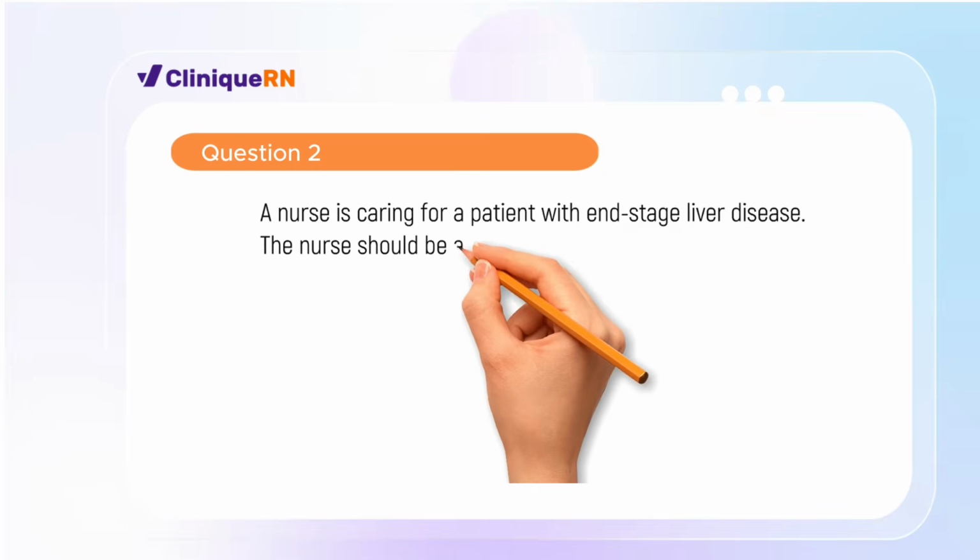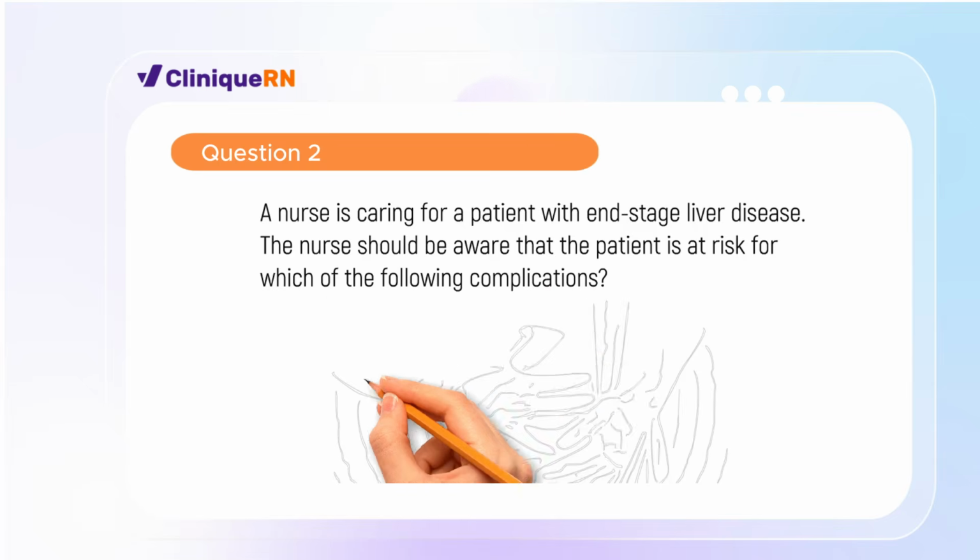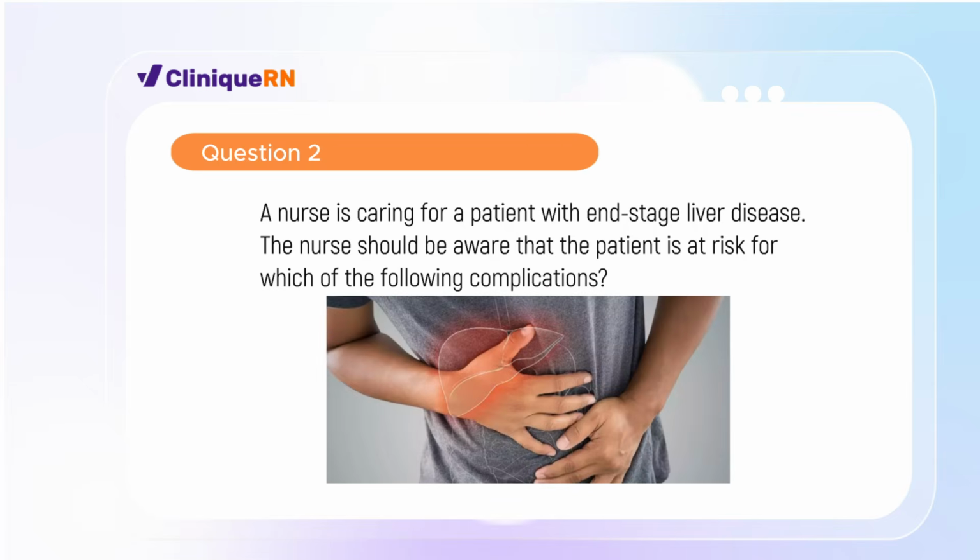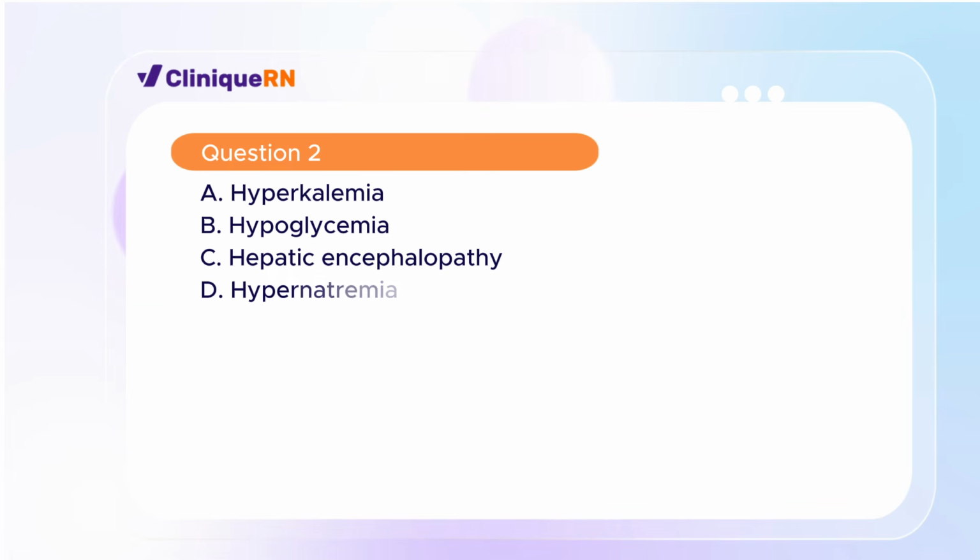Question 2. A nurse is caring for a patient with end-stage liver disease. The nurse should be aware that the patient is at risk for which of the following complications? A. Hyperkalemia. B. Hypoglycemia. C. Hepatic encephalopathy. D. Hypernatremia.